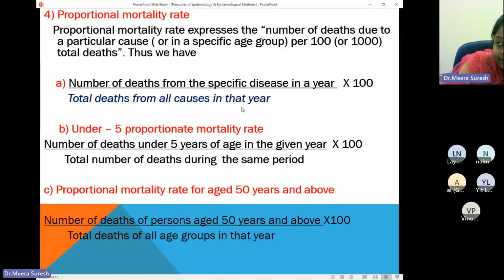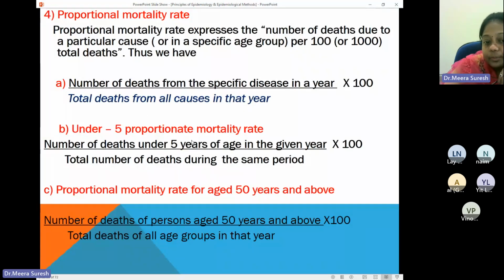In case of proportional mortality rate, we are going to find out, among the total people who died in Malaysia in that specific time period, how many died because of tuberculosis. That is what we do in proportional mortality rate. But in specific, we are just going to say how many people of the total population in Malaysia died due to TB. That becomes the specific mortality rate. So according to the numerator and denominator, the concept also changes, or the other way around. According to the concept, the numerator and denominator will change.